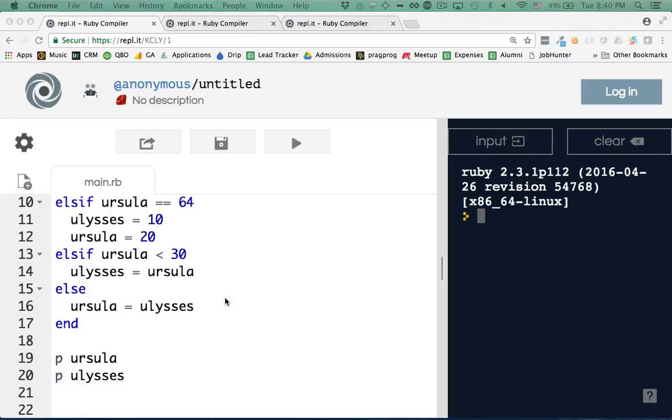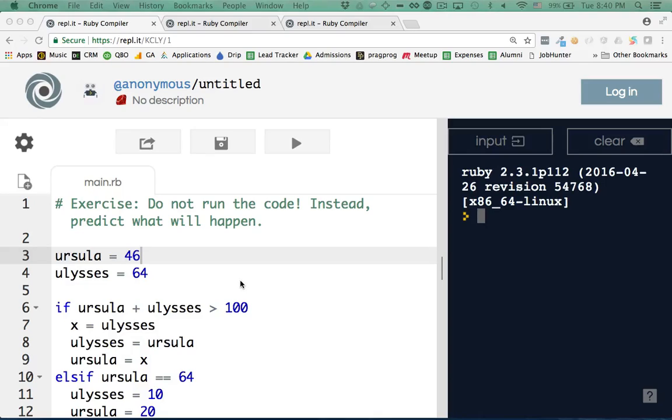Okay, so help me walk through this. At the beginning, we established two variables, right? Ursula and Ulysses. Don't ask me how I come up with my names. Ursula is 46, Ulysses is 64. We come to line 6.